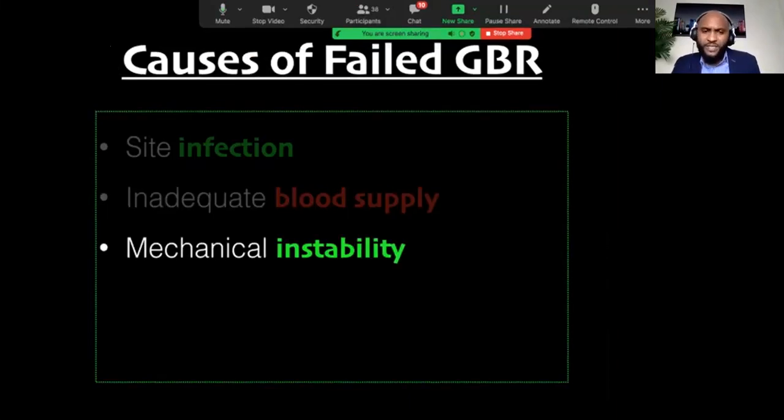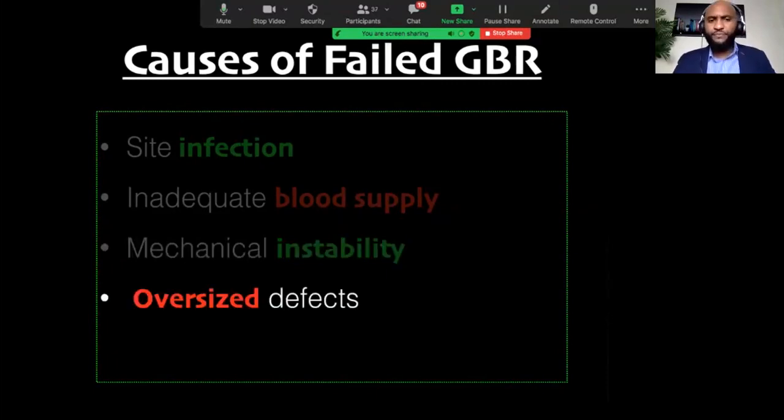Mechanical instability. For huge grafted sites, consider using a non-resorbable membrane. If you use resorbable membranes, then you need to have tack pins to ensure that there are no movements. Use a double layer membrane if you're going to use a resorbable membrane to ensure that you have some mechanical stability. Because remember what we said, the tissues above can actually pose a threat to your regenerative outcome.